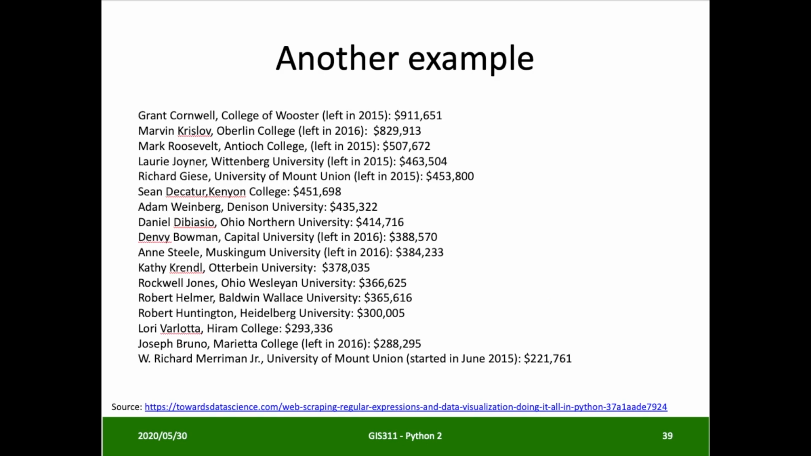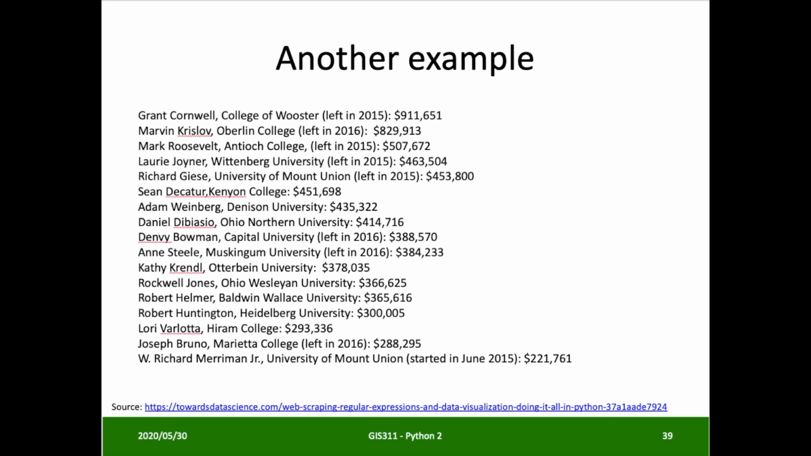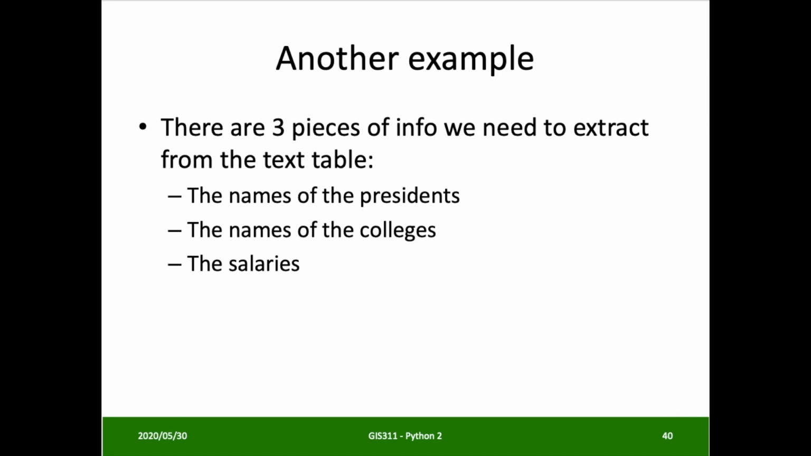So another example, you can have a look at it here specifically on this website. I'll put a PDF also in the folder for you. We have a bunch of names, the universities, when they left, and then basically their salary. So we want to extract the following: the name of the president, the name of the college, as well as their salaries. To do this, you can always write something that goes according to the commas and the semicolons, but you can do it much easier with regular expressions.